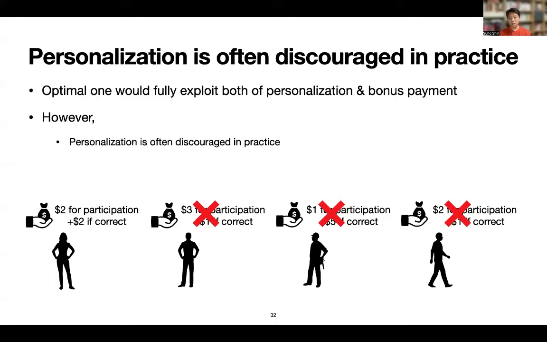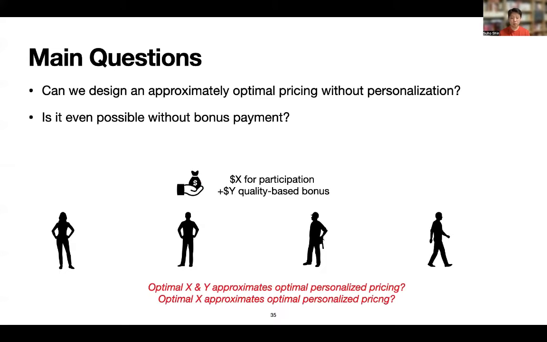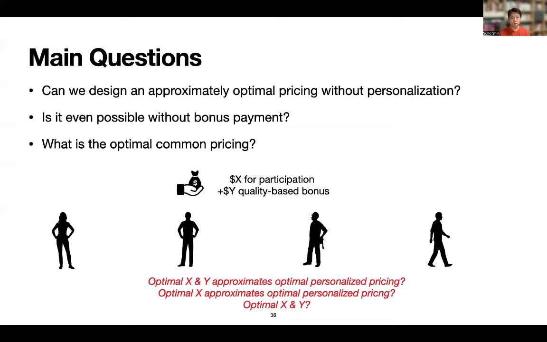However, personalization is often discouraged in practice, possibly due to some legal or privacy issues, or quality-based bonus may also be impossible due to some systematic issues as well. Thus, our main questions are: can you design a near optimal pricing without personalization? And is it even possible without bonus payment nor personalization? And finally, what is the optimal pricing structure?